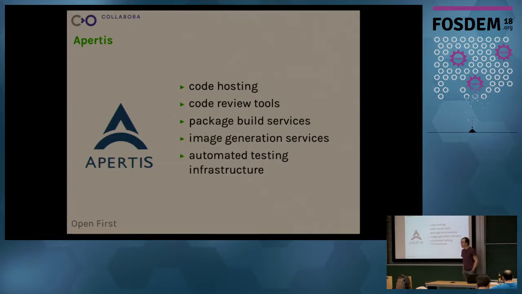As a part of the project, we provide lots of infrastructure for development based on Apertis, which means code hosting. At the moment it's Git, but we're planning to migrate to GitLab soon. Bug tracking system, code review. At the moment it's Phabricator. Of course, package build services, image generation services, and automated testing based on LAVA, about which I was going to talk as well at FOSDEM, but unfortunately my talk wasn't accepted.